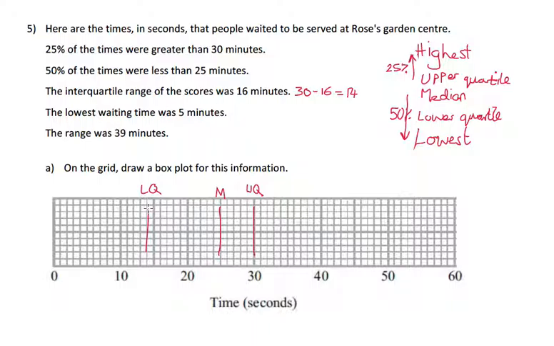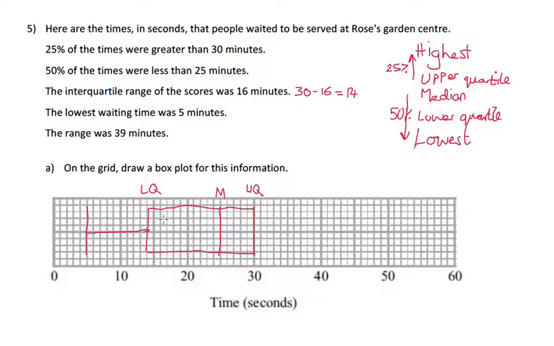Now that we've got these values, the lower quartile, the upper quartile, and the median, we can join them like this to make the box of our box plot. Probably better if you do it with a ruler in the real exam. Now we just need to know the higher value and the lowest value. Okay, well it tells us the lowest time was 5 minutes, so that's nice and easy to plot. And that's joined to the box with a line.